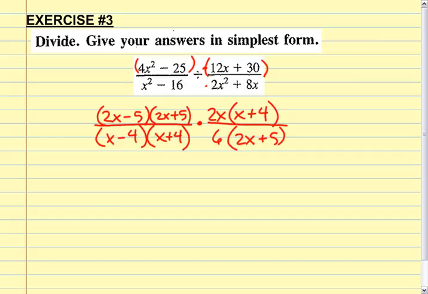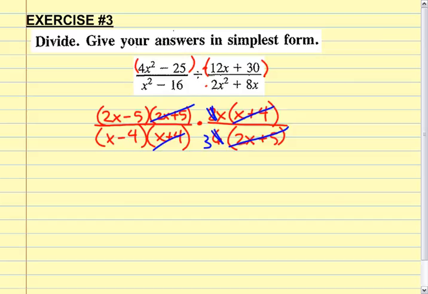Okay. 2x plus 5 with 2x plus 5. X plus 4 with x plus 4. The 2 cancels right here with the 6. This turns into a 3. Is that it?